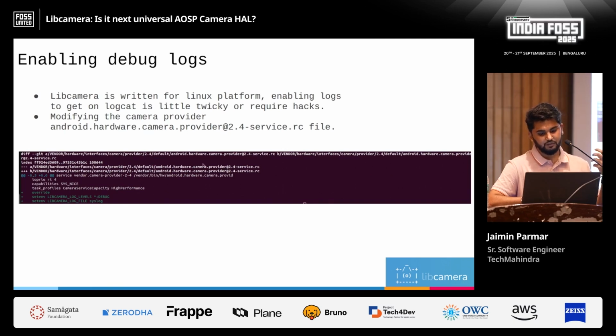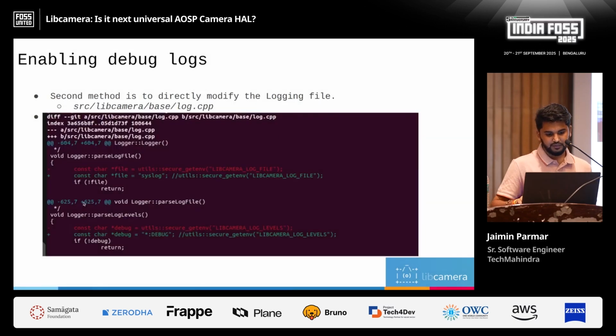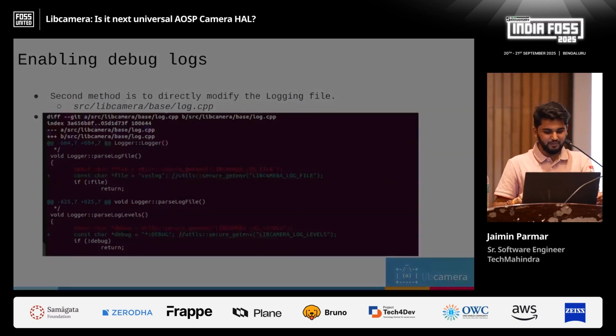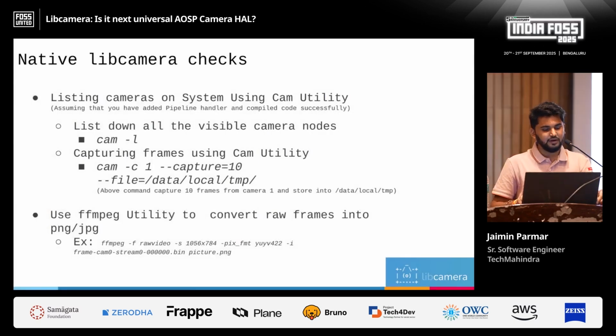In the RC file of your camera provider HAL, you have to mention what the log level is and what the log file is. If you don't want to do this, what I have done is hard-code it in the log file, to get rid of changing the provider every time.